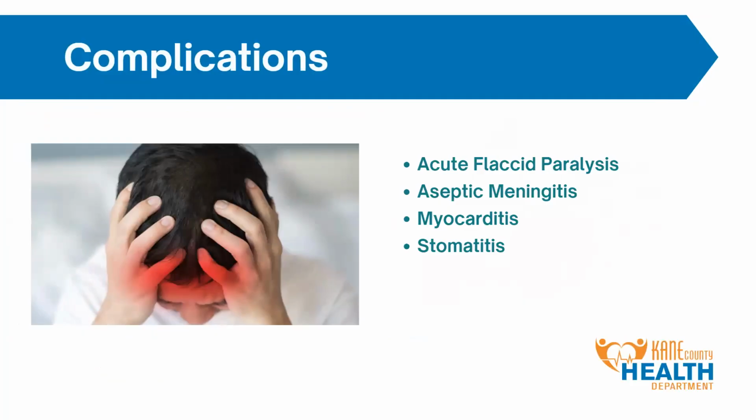Though severe symptoms are rare, they do occur in some individuals, especially those with autoimmune diseases, and include acute flaccid paralysis, aseptic meningitis, and myocarditis. Stomatitis may also result accompanied with ulcers, further complicating food and water consumption.